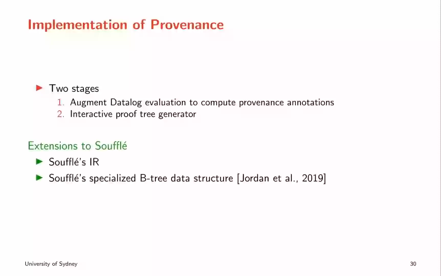To achieve this implementation, we had to extend a few core parts of Soufflé. So the first one is Soufflé's intermediate representation, where we needed a few new instructions so that we can achieve the updates that we require. And the second part is Soufflé's specialized B-tree data structure. So here again, we had to extend the B-tree so that we could update the height annotation of an existing tuple.